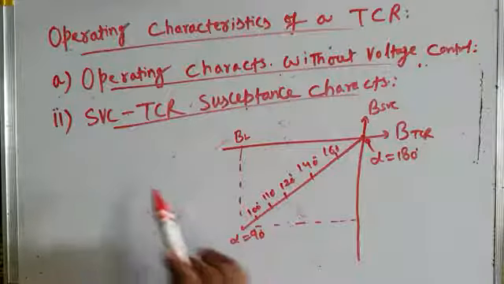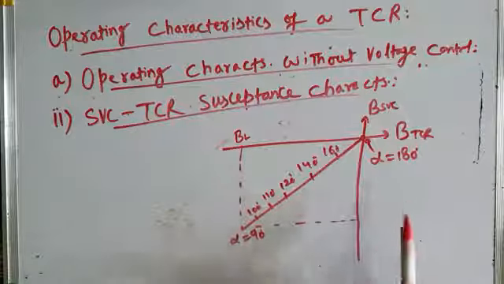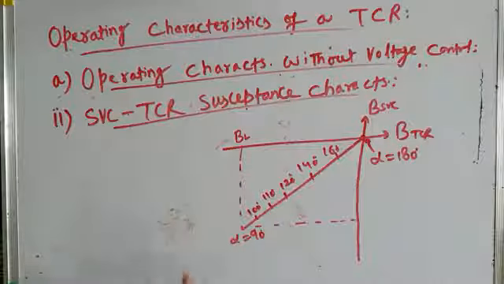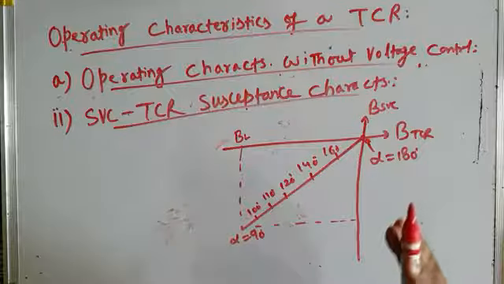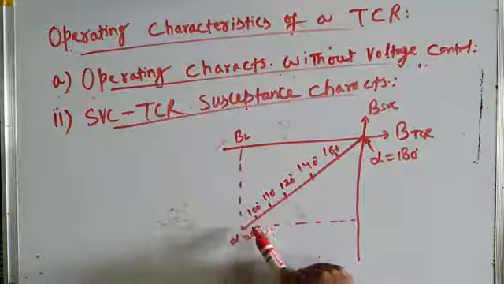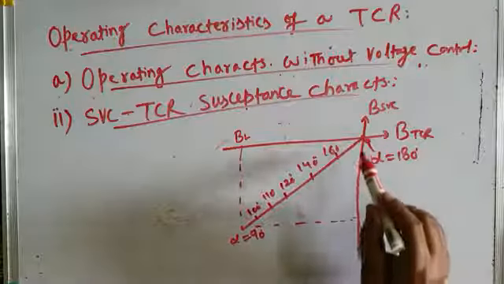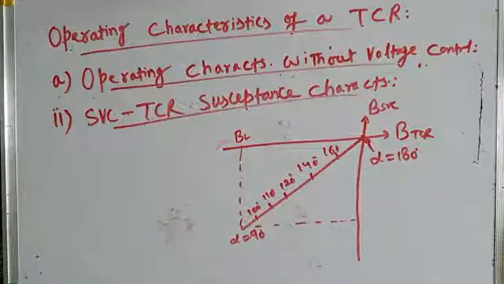So this is the SVC susceptance versus TCR susceptance characteristic if we assume that only TCR is connected in the system. If we don't consider the susceptance of the capacitor bank, we assume that the capacitor bank is disabled, and hence you can very clearly see that for different delay angles, 90 to 180 degrees, SVC susceptance varies linearly with TCR susceptance. It's directly proportional to TCR susceptance.